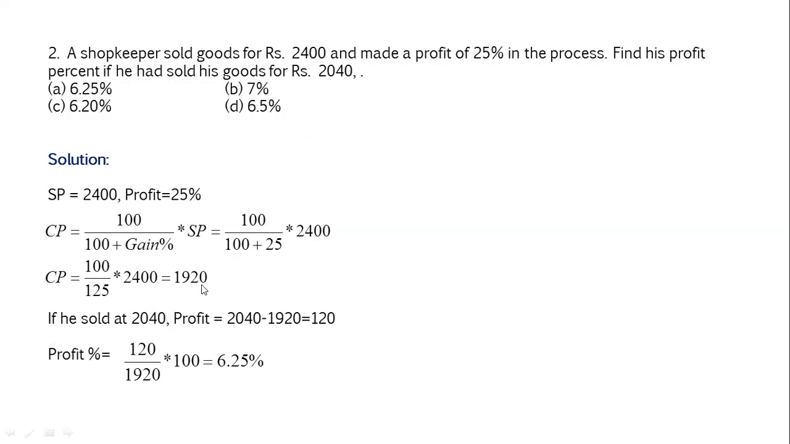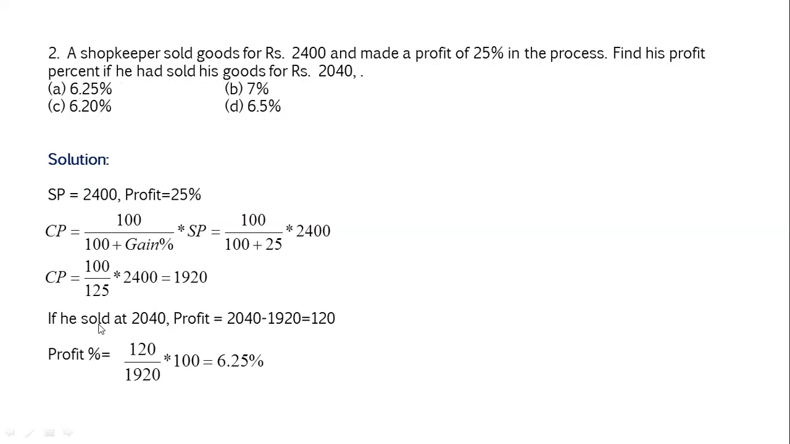See, the cost price will be less. Why will cost price be less? Because there is a gain to the shopkeeper. And when will there be gain? When selling price is more. What is the selling price? 2400. And the cost price you are getting is 1920. Now next is: find his profit if he had sold his goods for rupees 2040.